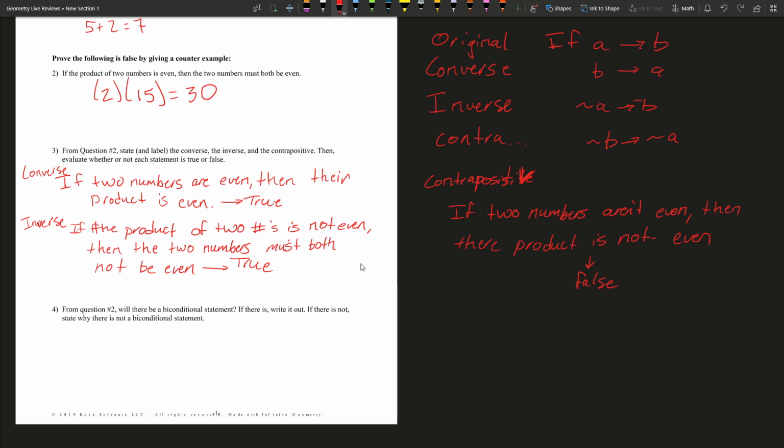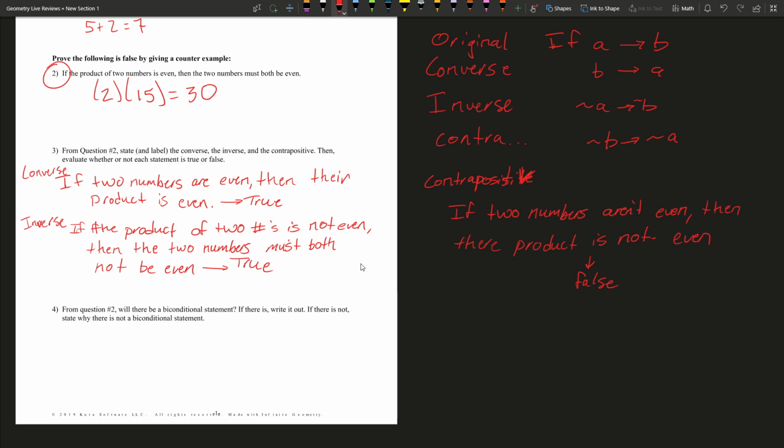A good way to evaluate the truth of a contrapositive statement: on number 2, the original statement is not true, so the contrapositive must also not be true. Then if those aren't true, the middle terms probably are true.